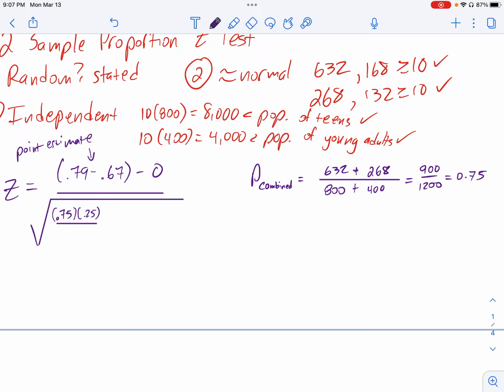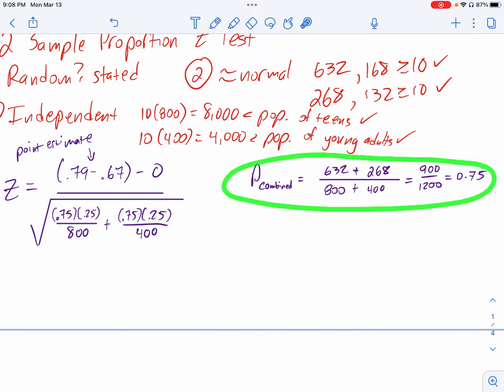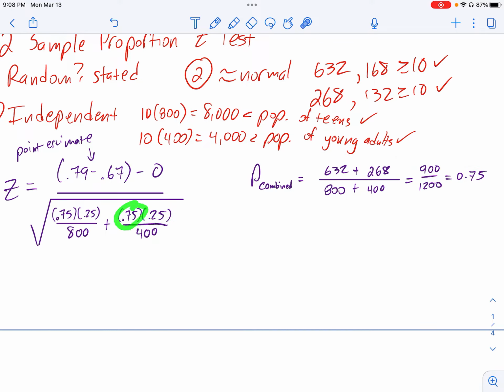So the first piece, I'm dividing by 800. So this is like my teenager standard deviation. And then I'm going to do it again, 0.75, 0.25. And this part is for the young adults, so I divide by 400. But again, you have to use P combined here and here.